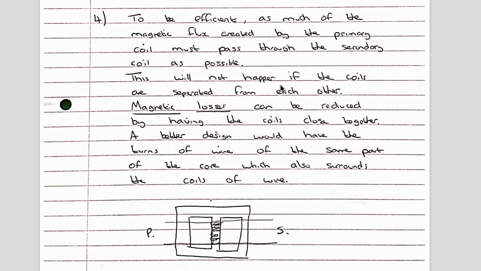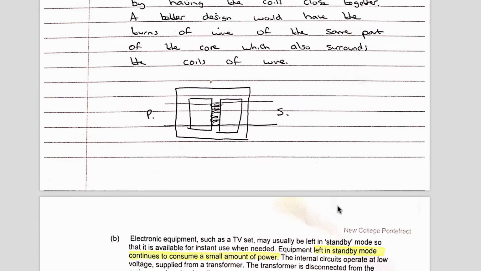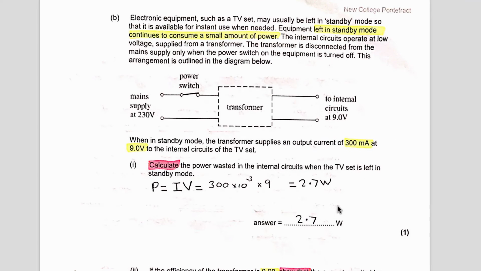So again, what we've said when we answered the question is we explain the physics of how you have transformers that are inefficient, and then explain how we could improve the design in order to reduce these energy losses. So then we get to part B.